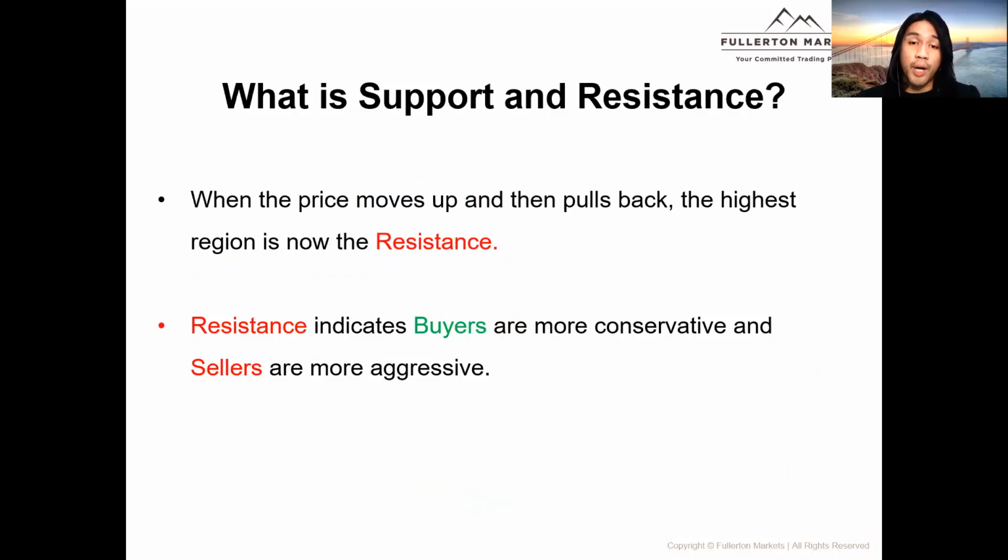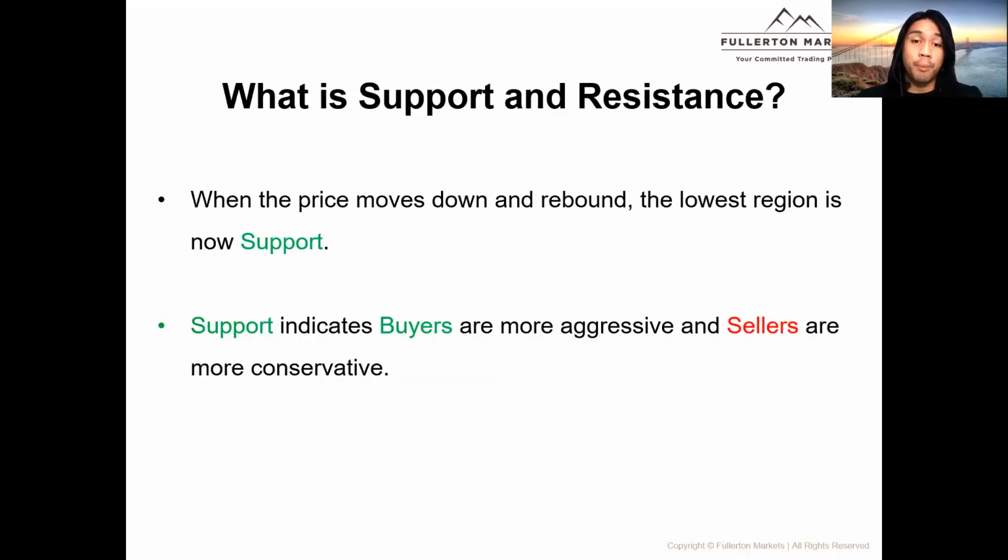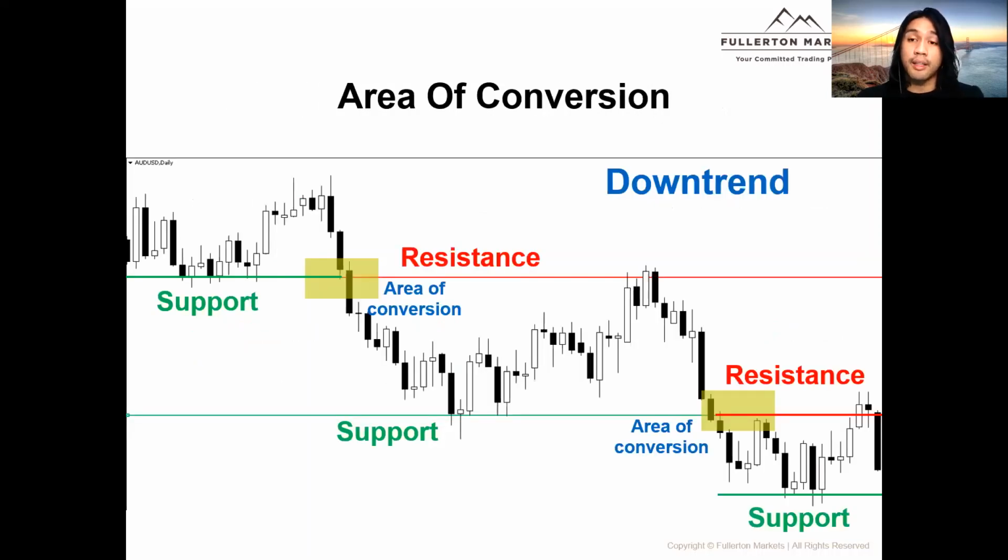All right, so let's dig a little deeper into support and resistance. When the price moves up and then pulls back, the highest region is now the resistance. The resistance also indicates that buyers are much more conservative and sellers are much more aggressive. And inversely, when the price moves down and then there's a rebound, the lowest region now becomes the support. And this indicates that buyers are much more aggressive and sellers are much more conservative. Okay, let's take a look at the charts.